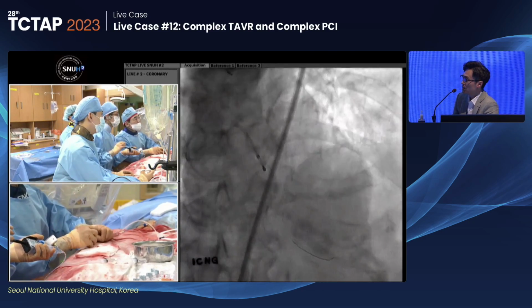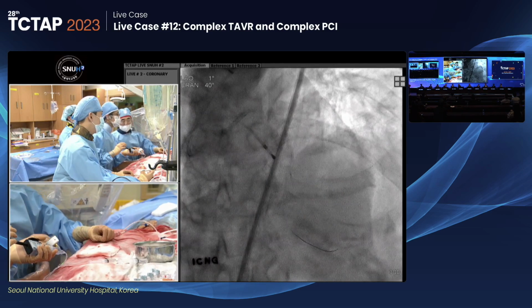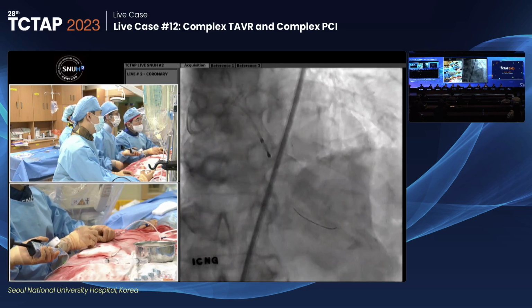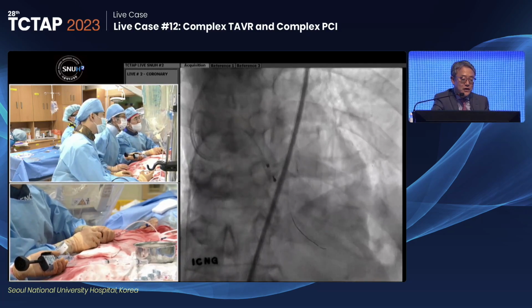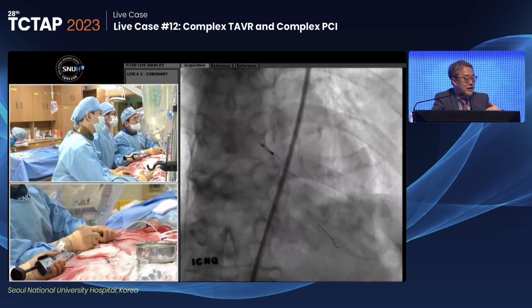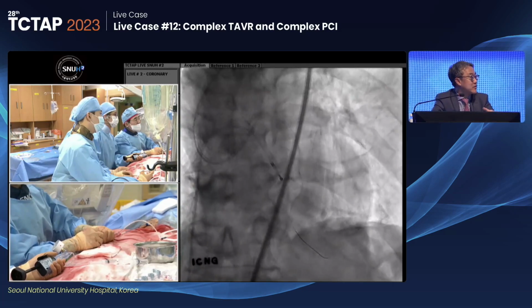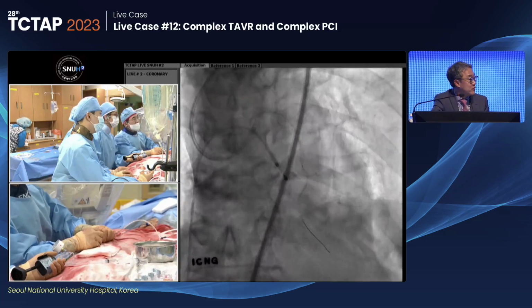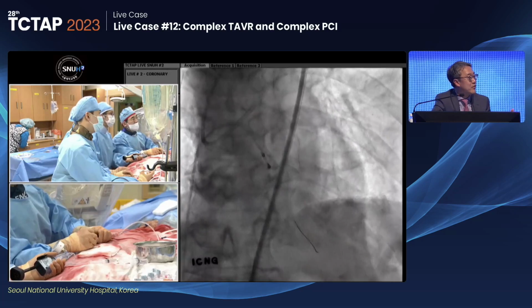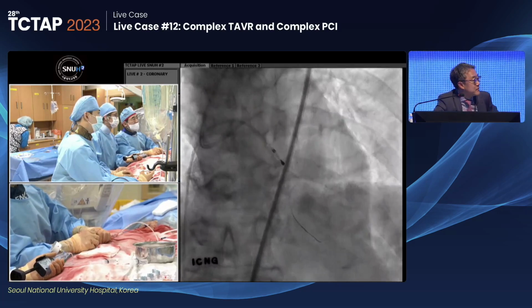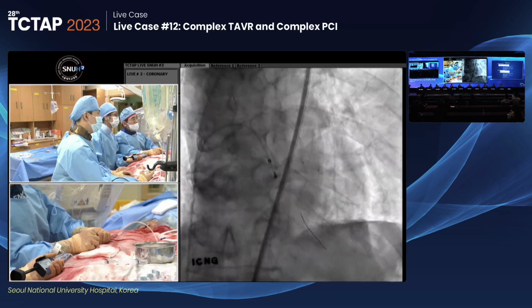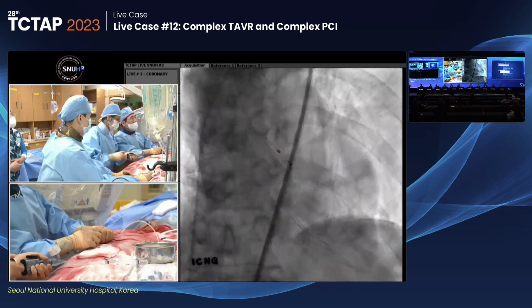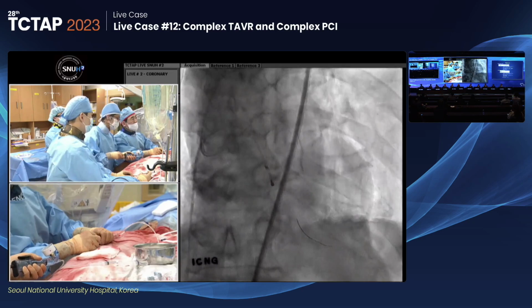Yes, there are several types of mechanical circulatory support devices, but ECMO is usually used for cardiogenic shock and something like that. In the elective case, we don't do IABP or Impella. We seldom do preemptive ECMO. Would you protect the ventricle?